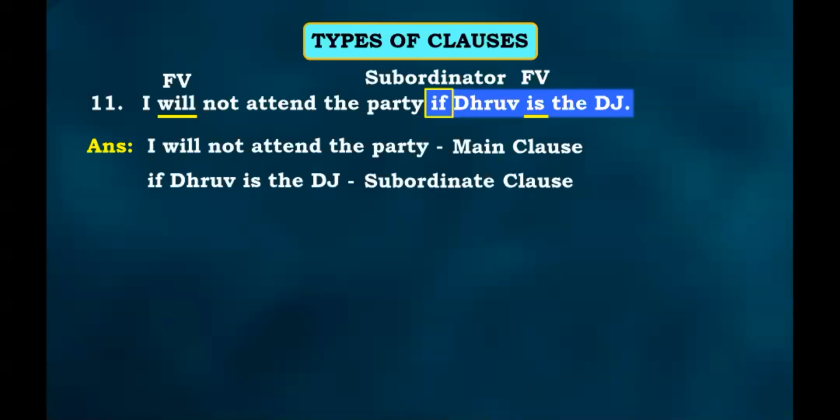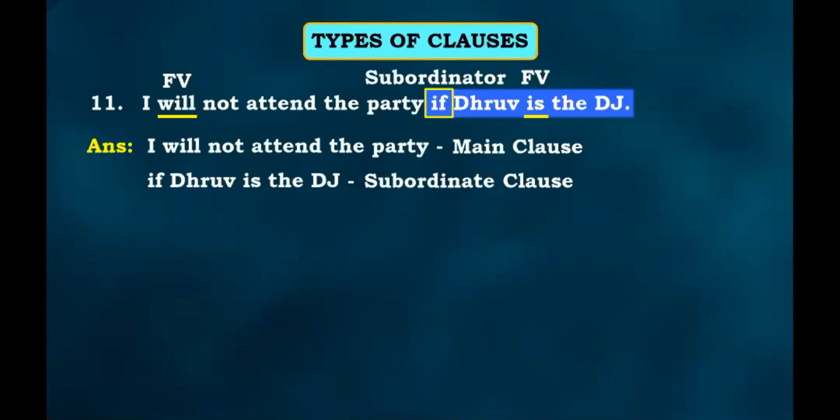Now, when I say I will not attend the party, it is on the condition that Dhruv is the DJ. If Dhruv is not, then I will definitely attend the party. So whenever the two clauses, main clause and the subordinate clause, have a condition between them. I will give you a mobile phone if you pass the examination. So to get the mobile phone, you have to pass the examination, or else it will not be fulfilled.